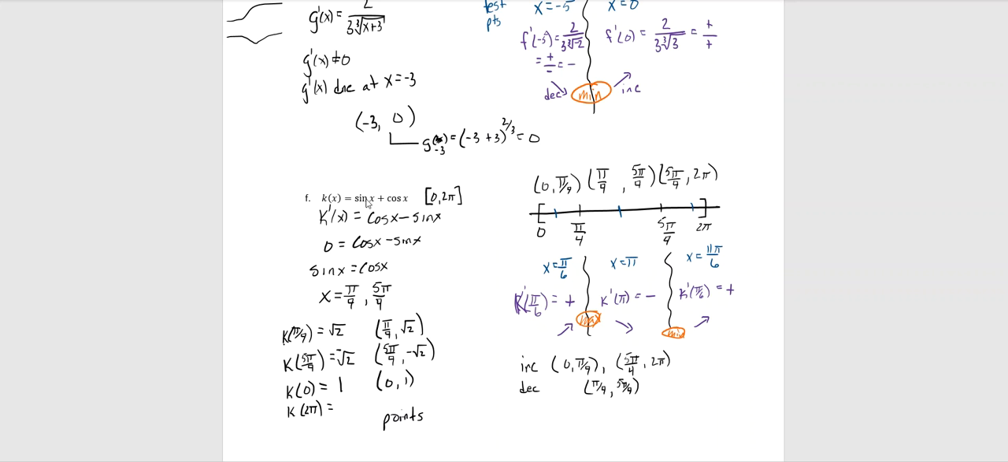At 2 pi, sine is 0, cosine is 1. So that's a point 0, comma 1. What I know is that the square root of 1 is equal to 1, so the square root of 2 must be bigger. And we have our maximum, and we have our minimum. And because we know the values, we know that these are absolute maximum and absolute minimum.